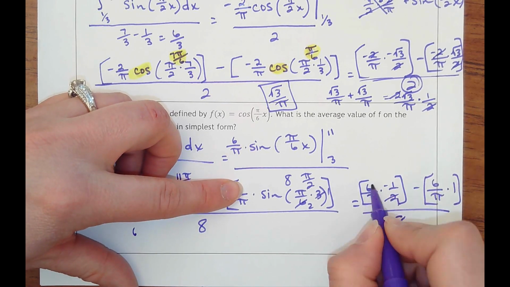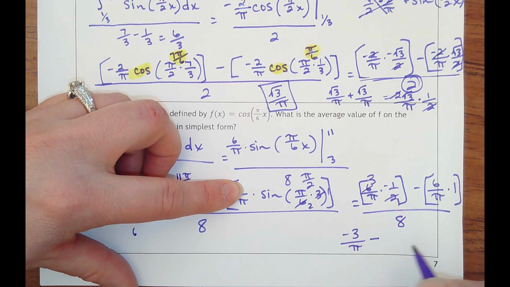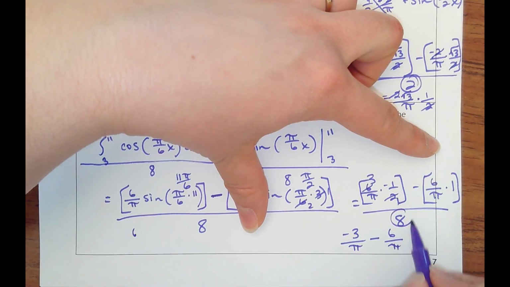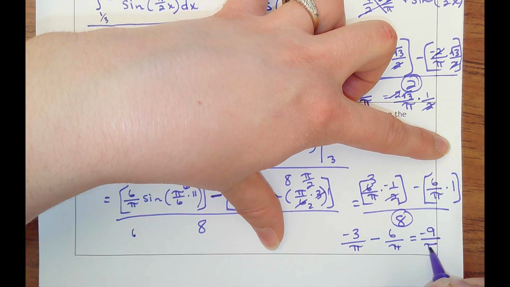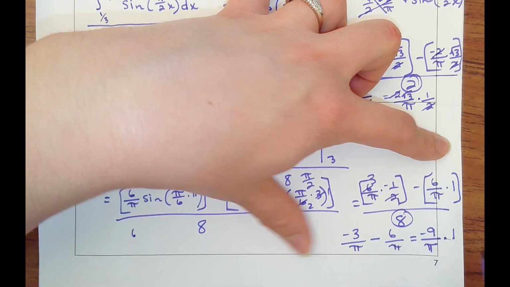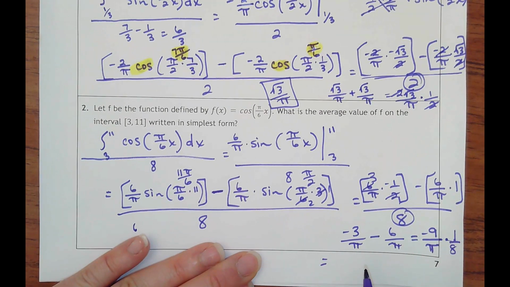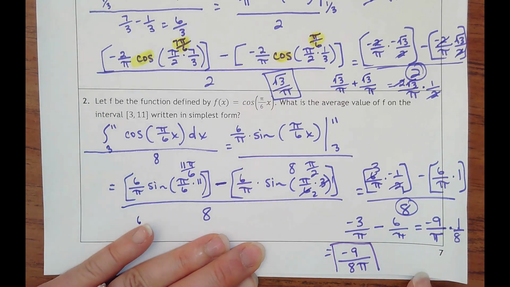This would become a 1 and a 3, so that's negative 3 over pi minus 6 over pi. And I'll save this till the end. That would be negative 9 over pi. Divide by 8 is the same thing as multiplying by 1 over 8. So I get negative 9 over 8 pi. A lot of algebra in these. And that's it.